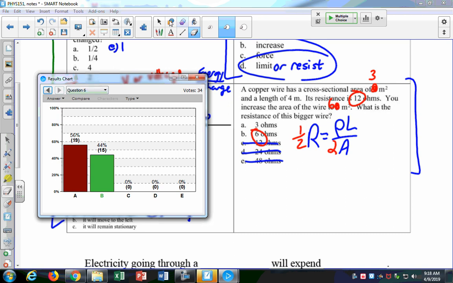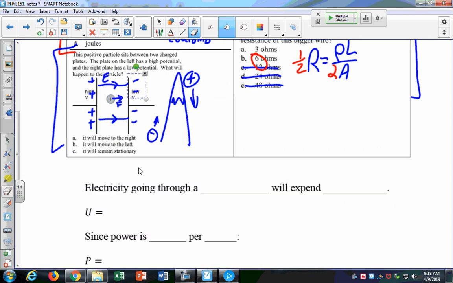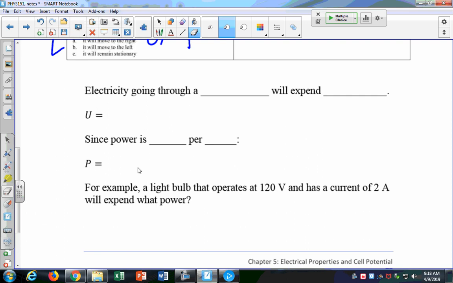All right, let's look at electricity in the body. Oh, wait, no, what's this? Oh, yeah, so also energy. Energy will come back a little bit. But if I have electricity going through a resistor, it will expend energy.